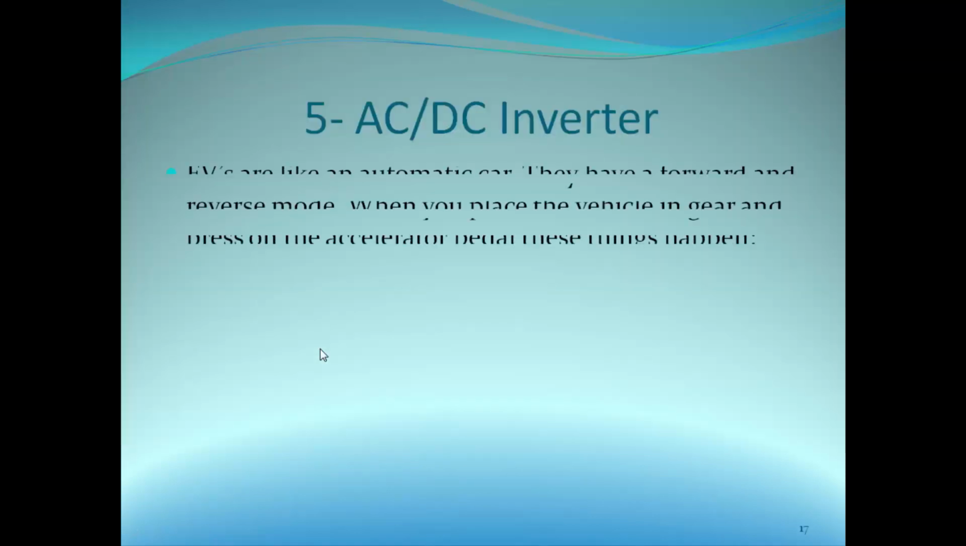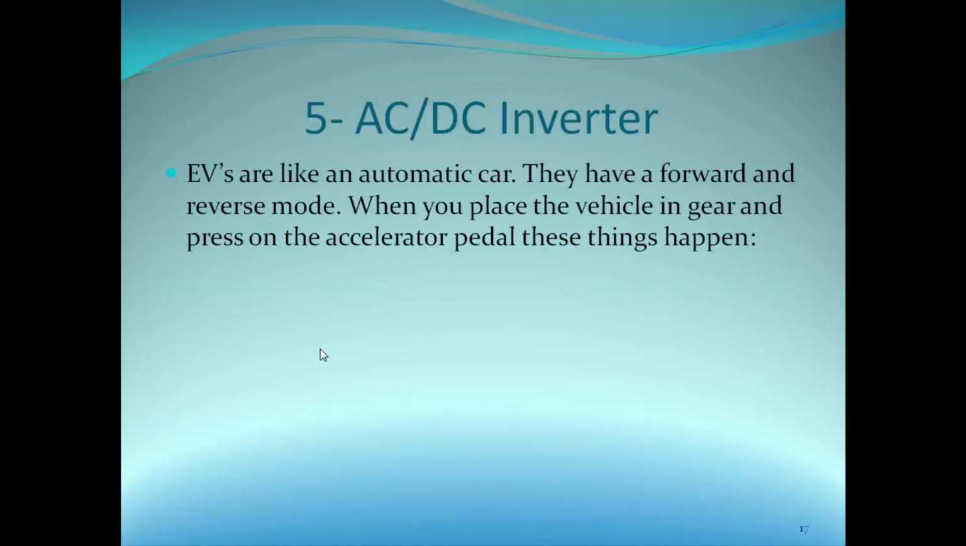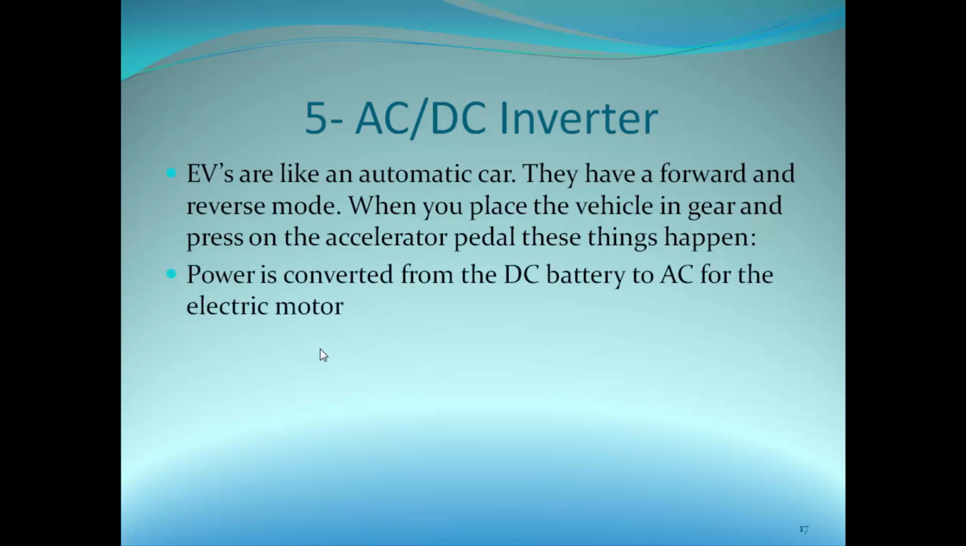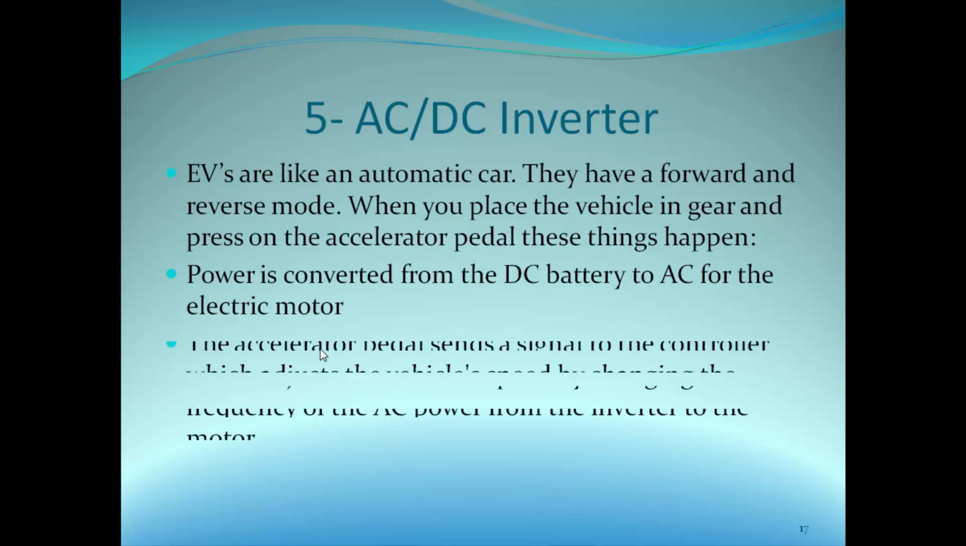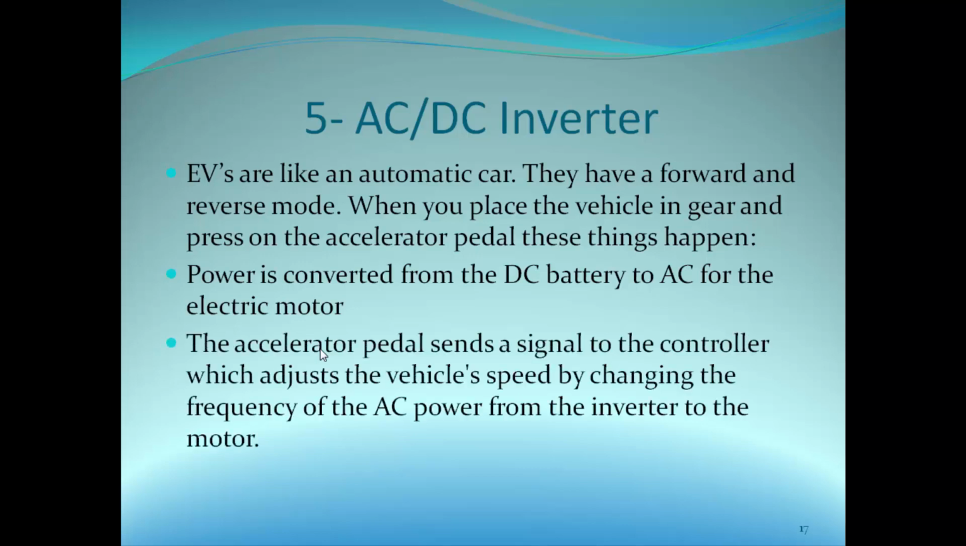The AC/DC inverter. So EVs are like an automatic car. They have a forward and reverse mode. When you place the vehicle in gear and press the accelerator pedal, these things happen. Power is converted from the DC battery to AC for the electric motor. The accelerator pedal sends a signal to the controller, which adjusts the vehicle speed by changing the frequency of the AC power from the inverter to the motor.